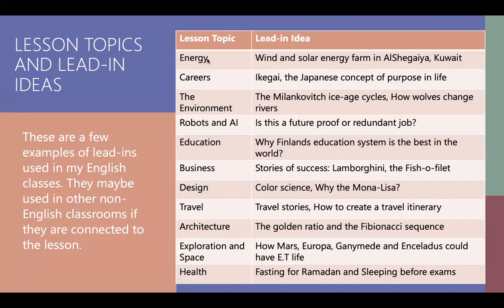With business, there's a lot of examples, but a lot of the times I would give them stories of success, sometimes local, sometimes international. Just two examples here is a story of Lamborghini and also the fish fillet in McDonald's, how it became a successful sandwich. With design, this is a little bit technical, but I give them like a color science. Since I'm into photography, I know about this stuff.